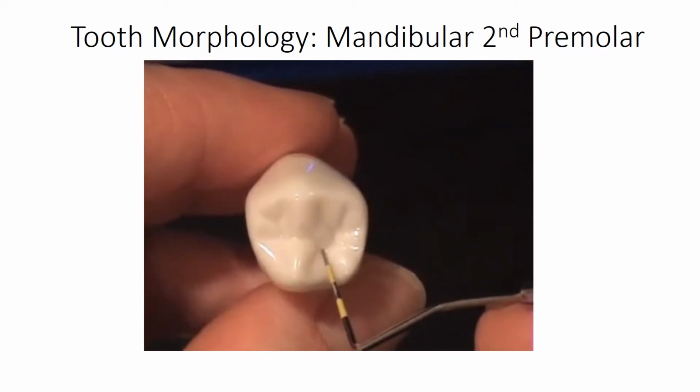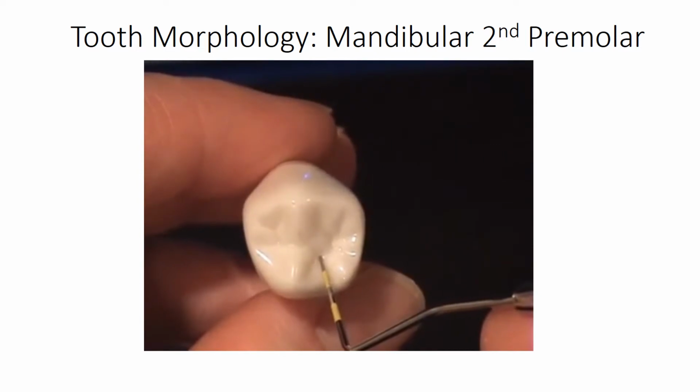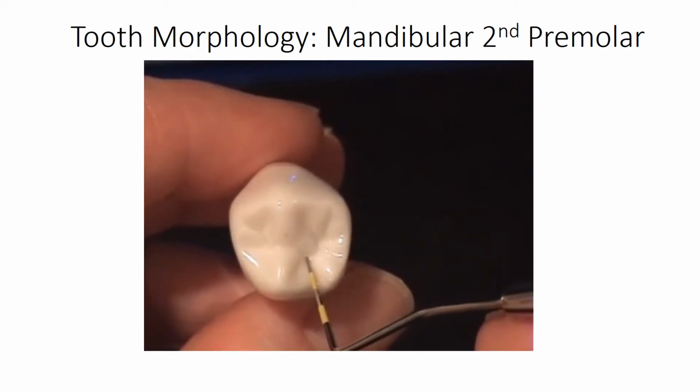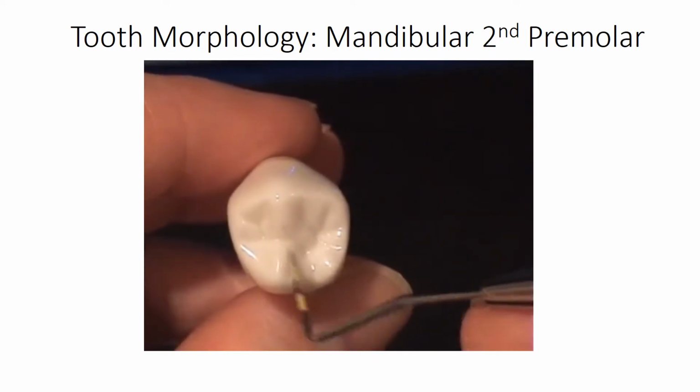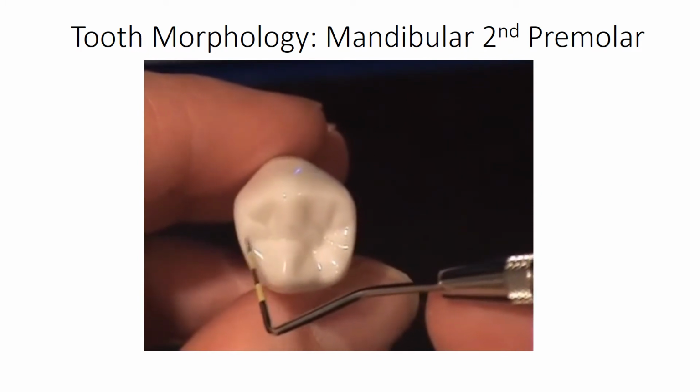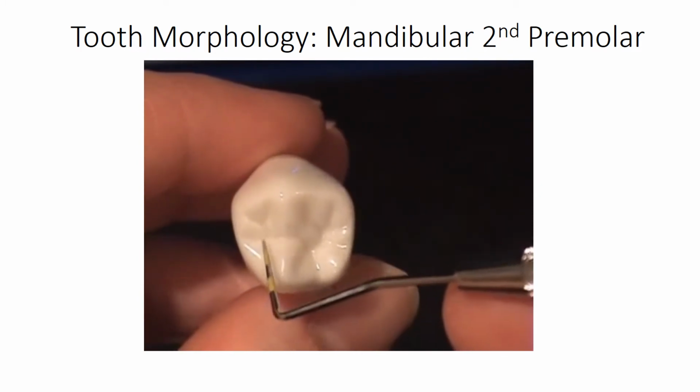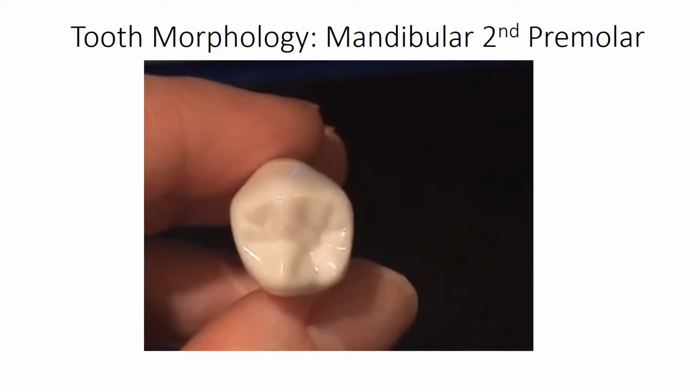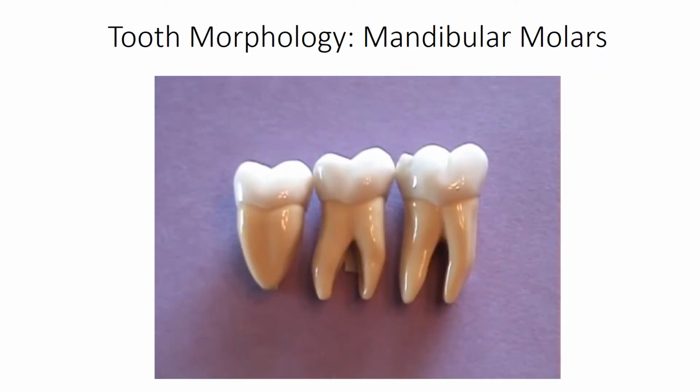The central pit is at the junction of the central and lingual groove, and there's often a mesial marginal groove or spillway, as well as mesial and distal pits. The mandibular right molars. Note that there's a general slope downwards towards the distal, and that the roots incline towards the distal.